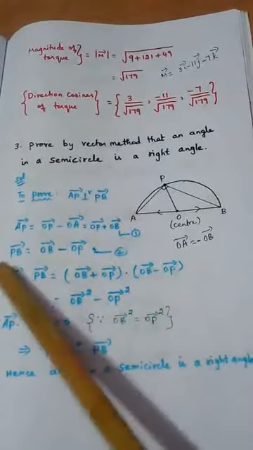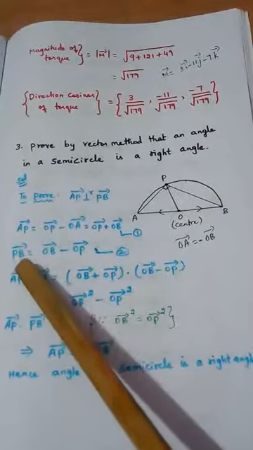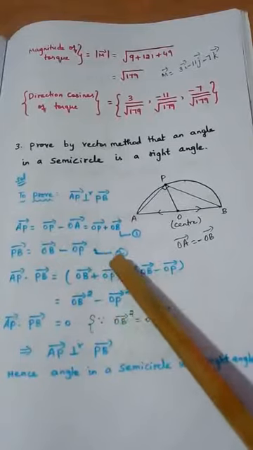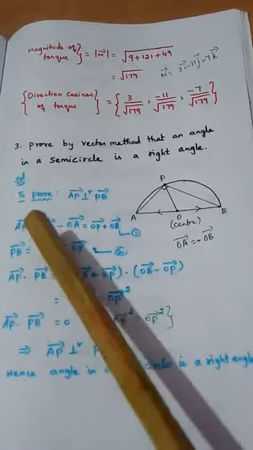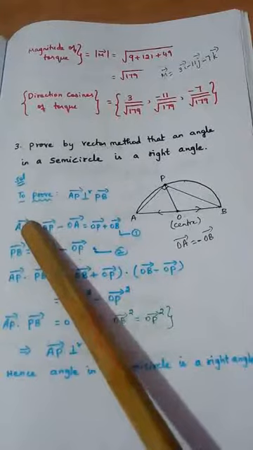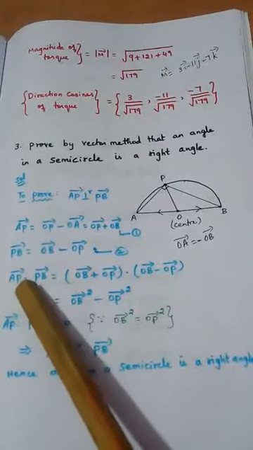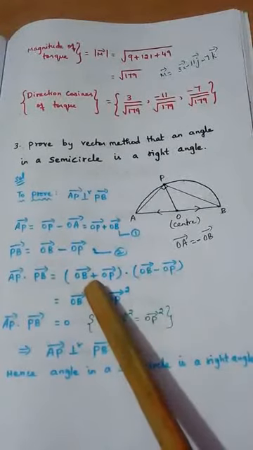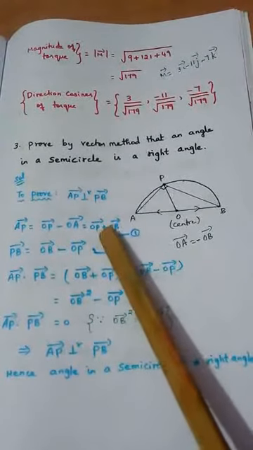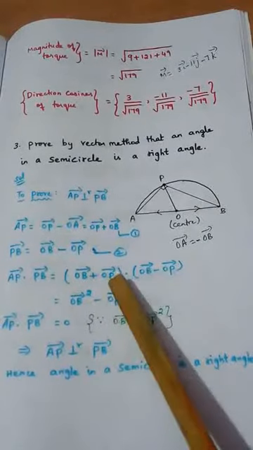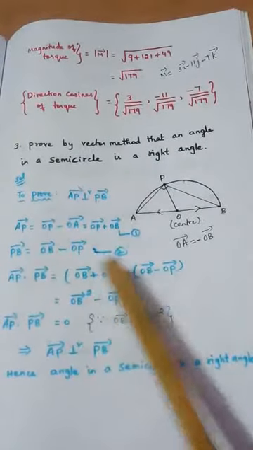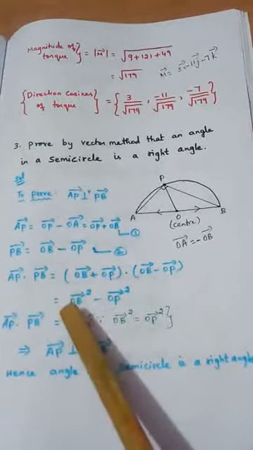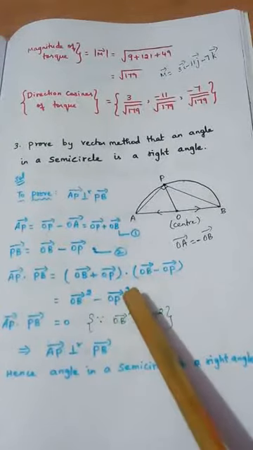Next I am going to find out what is the PB vector. PB vector, how to split? OB vector minus OP vector. So this is taken as the second equation. I am making a scalar product for these two, AP dot PB. So writing the AP value here, I have changed the order because the plus symbol is present, I can put anything first. So OB plus OP dot the PB value, OB minus OP. So A plus B, A minus B, A square minus B square. OB vector square minus OP vector square.